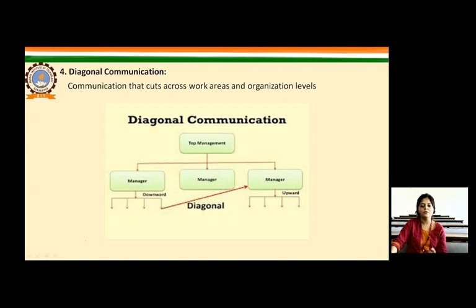Suppose we have a manager production, and here you can see he has four assistant managers, AM1, AM2, AM3 and AM4. Then assistant manager 4 can ask something directly from the manager sales. He does not need permission from the top management first. So not only among the same level, but also cross department, cross functional, they can ask for any information that they need. So this is how diagonal communication works.